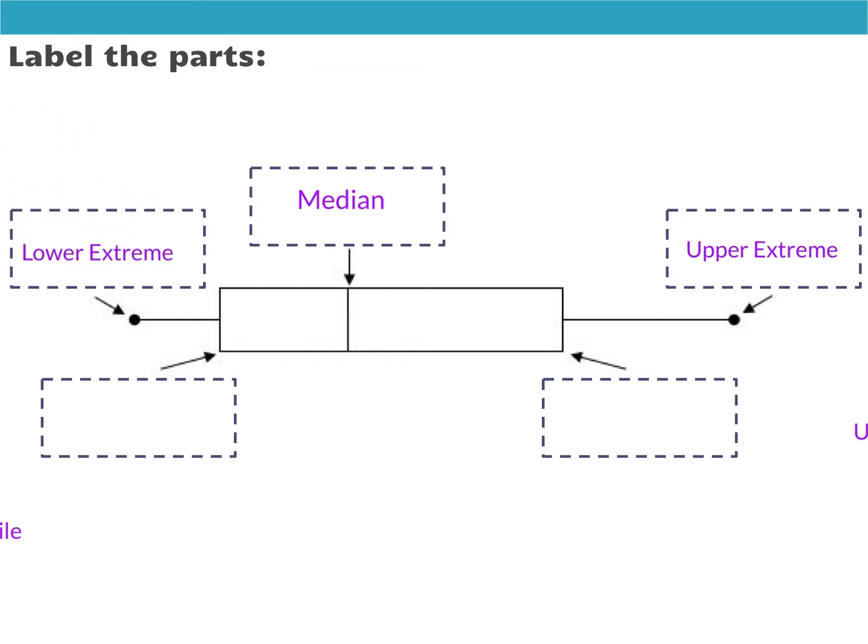Then we're going to have to label our quartiles. The one at the edge of the box towards the top is going to be our upper quartile, and the one at the edge of the box on the other side is going to be our lower quartile. So now that we've labeled all the parts of our box plot, let's go ahead and make one.